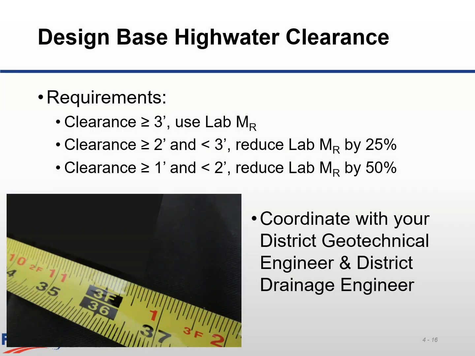So here are the requirements for base clearances. If you have 3 feet or more of clearance between the bottom of your base and the estimated seasonal high groundwater, then you're good to go. You can just use the lab resilient modulus value. If your clearance is between 2 and 3 feet, you'll need to reduce the lab resilient modulus by 25% for your design. And if your clearance is between 1 and 2 feet, then you'll reduce the resilient modulus by 50%. In addition to all these considerations, you should also coordinate with your district geotechnical engineer and your district drainage engineer for projects with high groundwater situations.